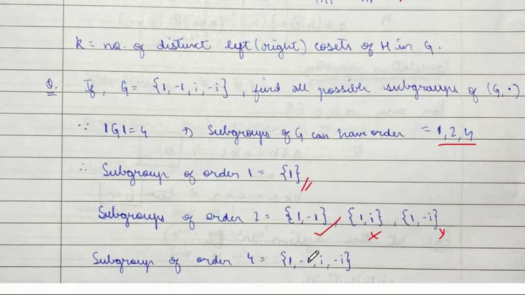Now a subgroup of order 4 is the group itself. There is no other possible combination over here. So these three are all the possible subgroups of this group. And this was possible by finding out the possible orders of subgroups, which are 1, 2, and 4, which we found out from Lagrange's theorem.